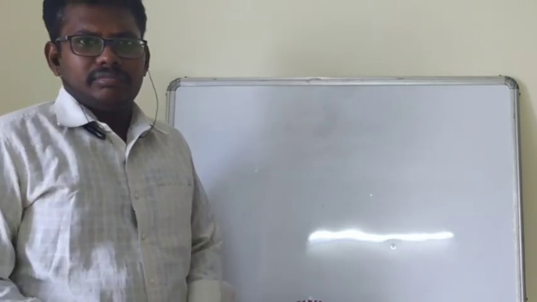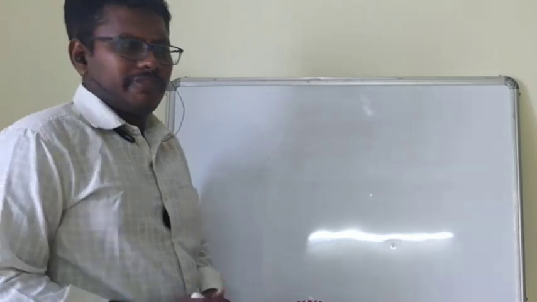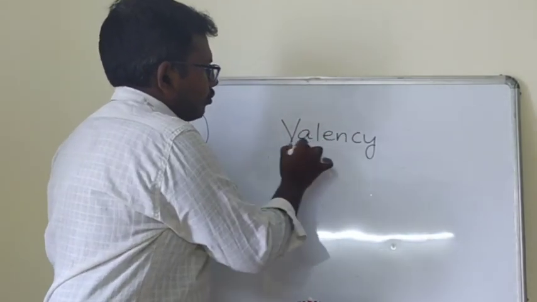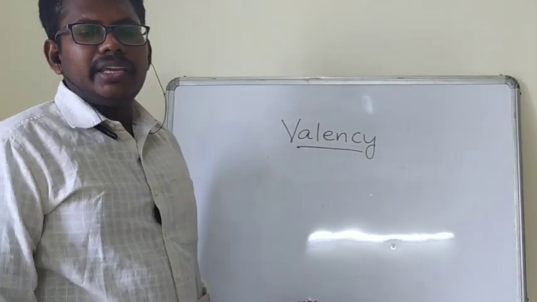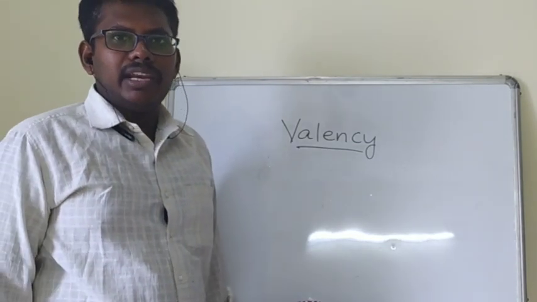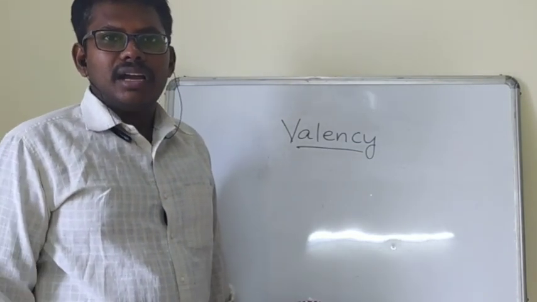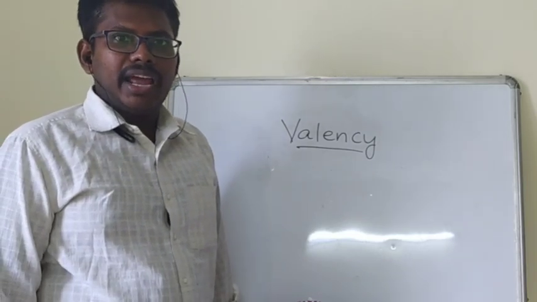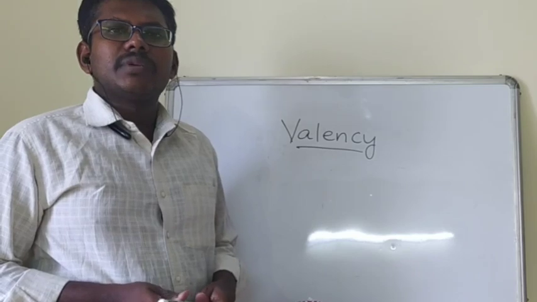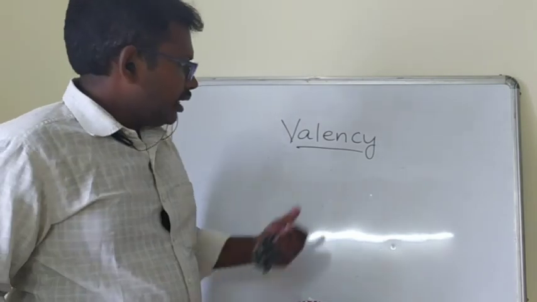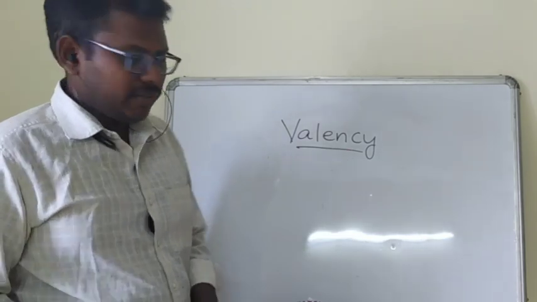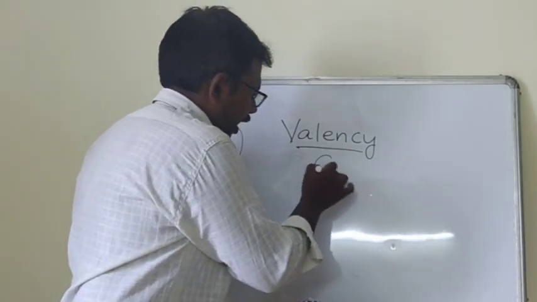Now coming to, one more time, the valency definition. The combining capacity of an atom of an element is maximum is called valency. For that I explained two types of definition of valency. For example, I took CO2.